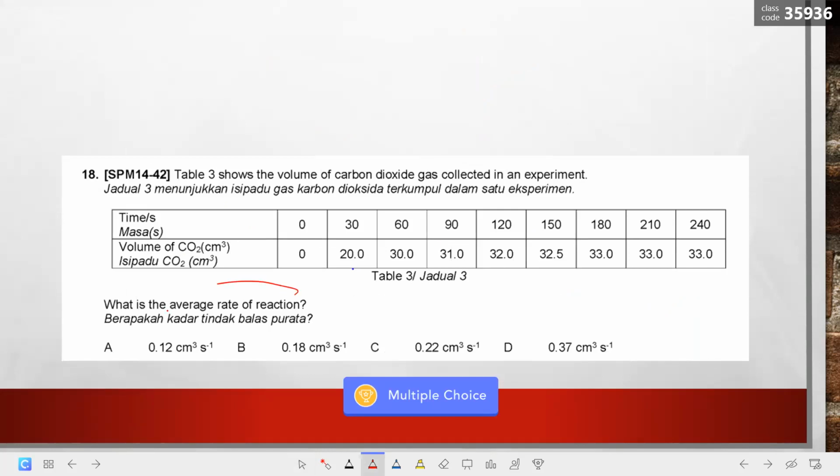Calculate for me the average rate of reaction here. Okay, calculate for teacher the average rate of reaction. If you don't know, just raise up your hand. Teacher, I don't know. B. Durga says B, yeah? Okay, anyone else? If you don't know, say don't know. It's okay.